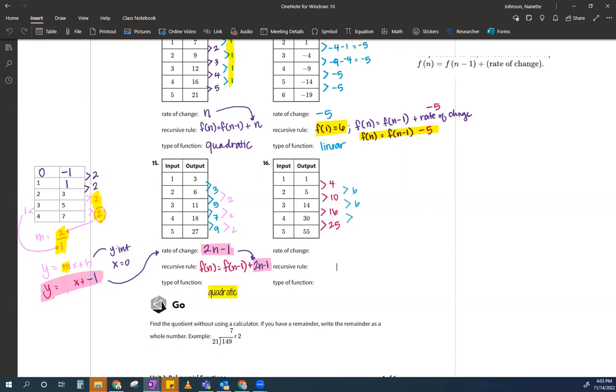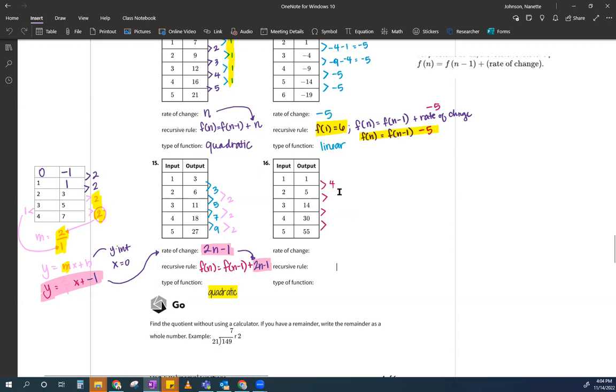Did I mess up somewhere? 1, 5, 14, 30, 55. So 4. Oh, I don't know how to add. That's not 9. Man, Miss Johnson. Miss Johnson makes some mistakes, guys. I don't know if you know that. Okay, so this is 9. I was adding too fast. 16, and then this is 25.